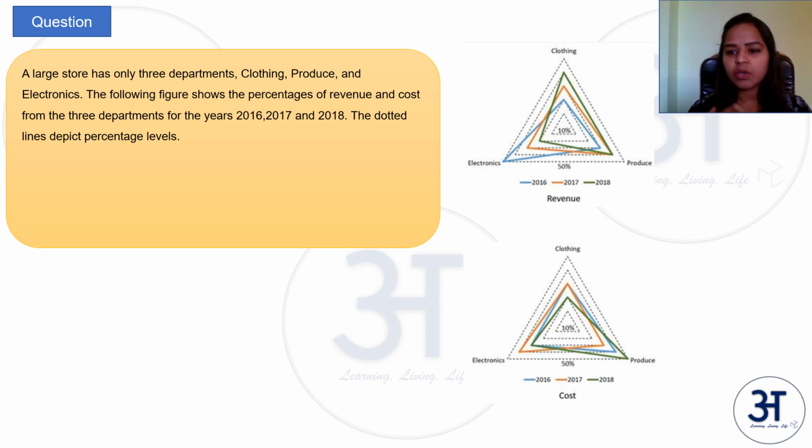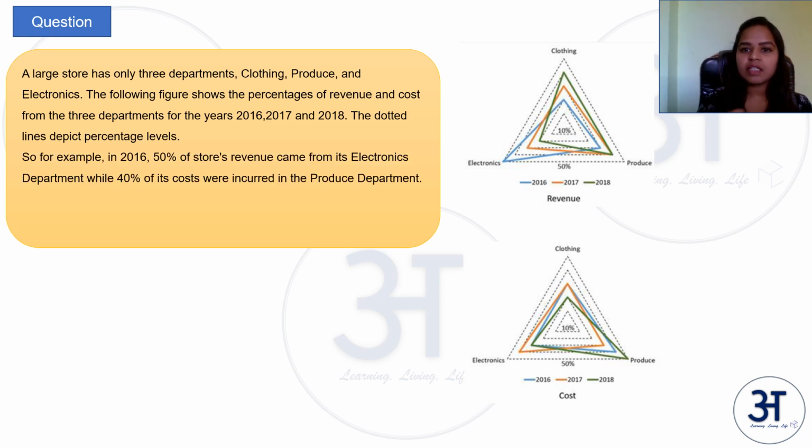This is similar to one of the questions which we saw in slot 1 of 2019. The different polygons, outside and inside, represent different percentages or different points, right? To make this clear, they gave an example also. In 2016, which is the blue color triangle, 50% of the store's revenue, so revenue is the first figure, came from electronics. So it is very clear that in 2016, for electronics, it is on the outermost triangle, which is 50%. Similarly, 40% is from produce. So this makes the data representation very clear, and now we understand how the data is represented.